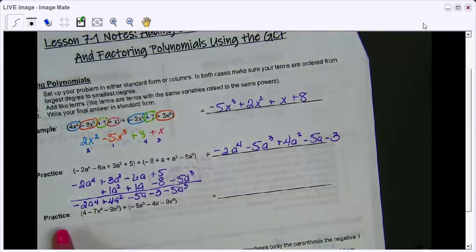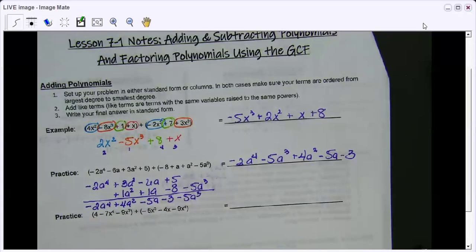So what I want you to do is I want you to do this one, but I want you to do it in whichever method that you prefer. Okay.